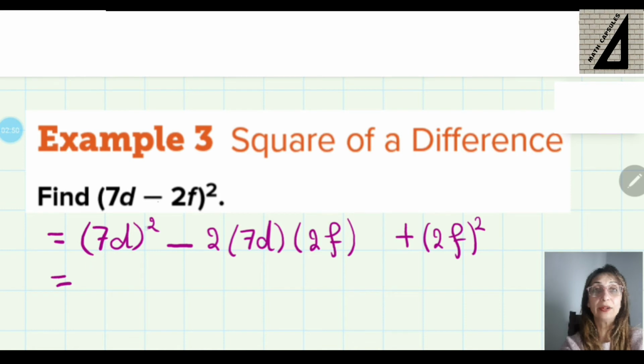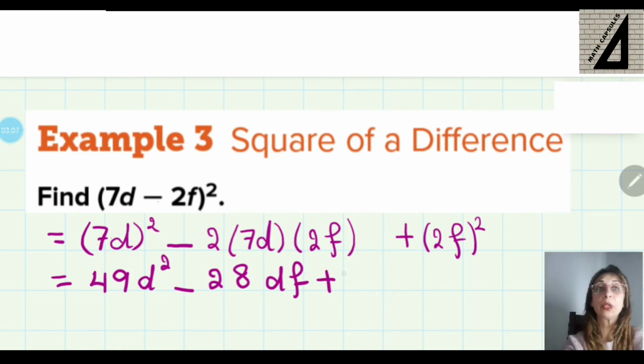And we simplify. Of course, (7d) squared will be 7 squared, that is 49d squared. Minus 2 times 7 times 2, which is 28, so it will be negative 28df. And plus (2f) power 2 will be 2 squared, which is 4f squared.